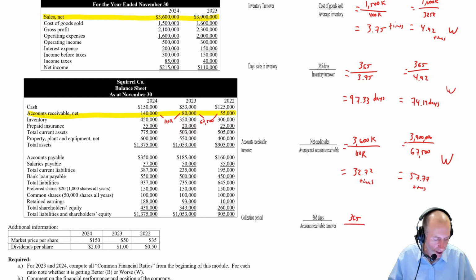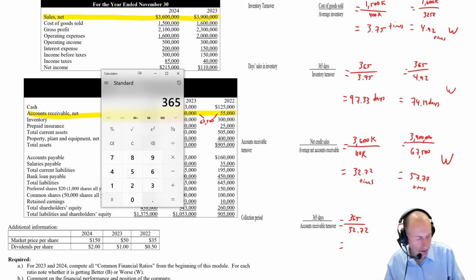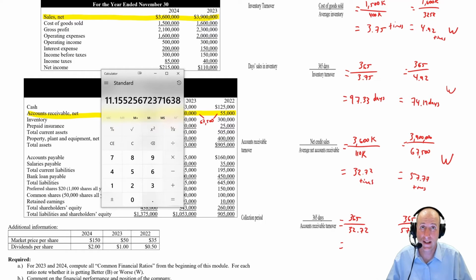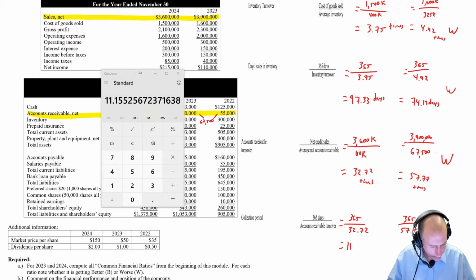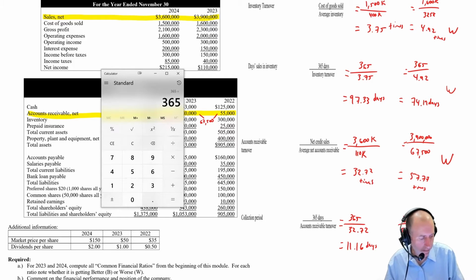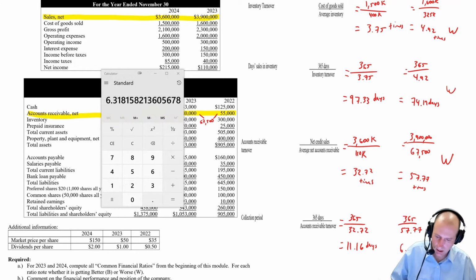The next one, 365 divided by the AR turnover. So 365 divided by AR turnover, which was 32.72. And this one is 365 divided by 57.77. Let's crunch those numbers. 365 divided by 32.72. I get 11.16 days. So that means from the day I make a sale to the day I get paid, on average, it's taking me 11 days. The year before, 365 divided by 57.77. There, from the day I make a sale to the day I get paid, it's 6.32 days.